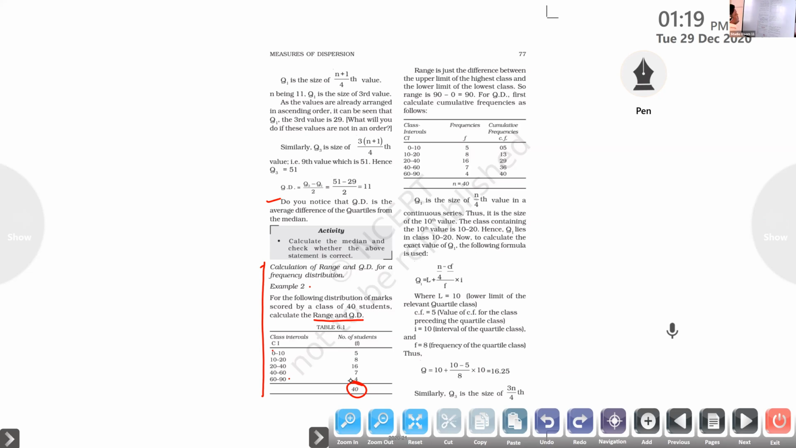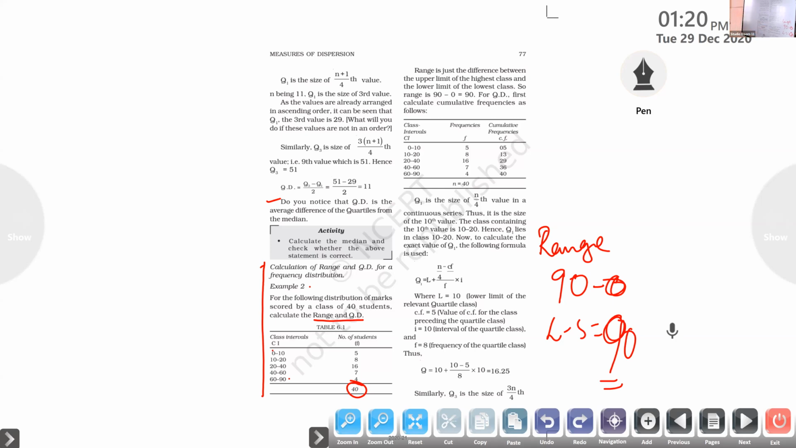So we are going to rewrite that. First of all, we want to find out the range. Range is just the difference between the upper limit of the highest class, which is 90, and the lower limit of the lowest class, that is 0. So what is the range here? L minus S, 90 minus 0, the answer is 90. Got it? Okay, next one.